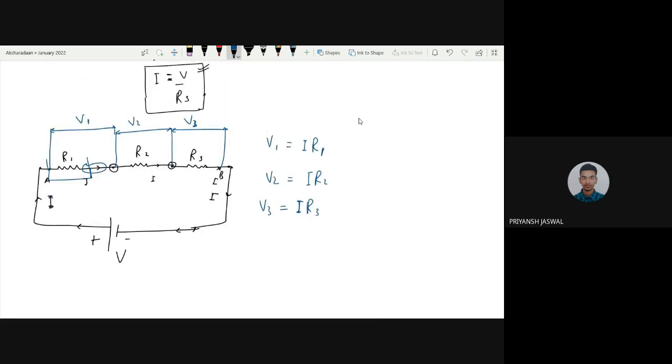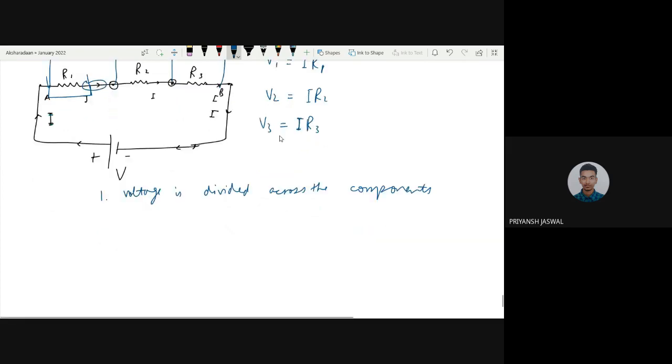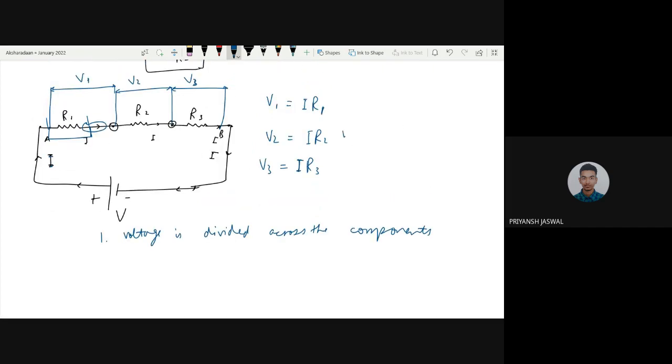And we don't even need this current. There's a simpler way. In series resistances, the voltage is divided across the components. You simply see the voltage V is being divided across these three resistors as V1, V2 and V3, but the total potential will remain the same. It is V. So V1 plus V2 plus V3 must be equal to V.